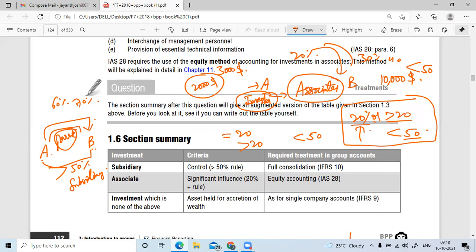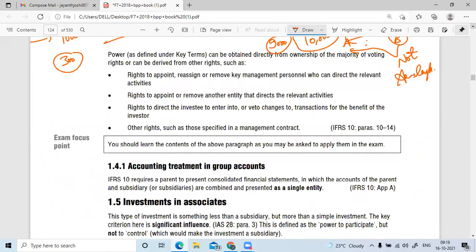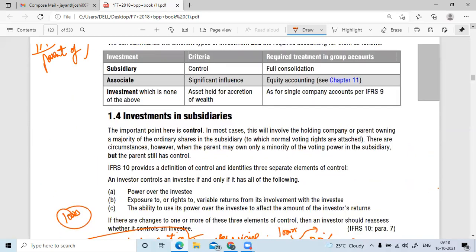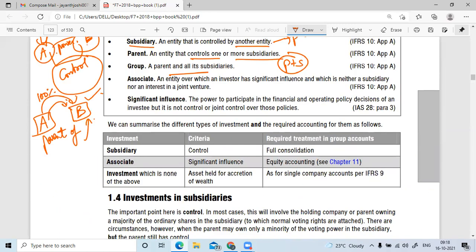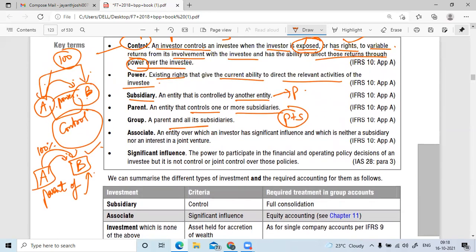Now all of you understood about this structure? Yes, sir. Sure, we'll move on. So let's see what kind of upper hand A has over B. A has significant influence over B. What is that?